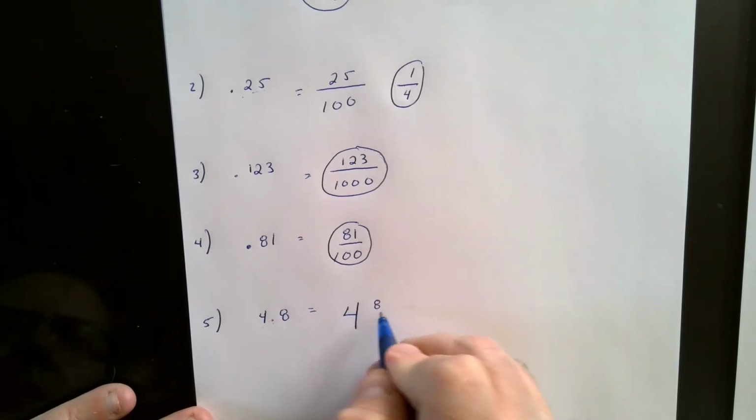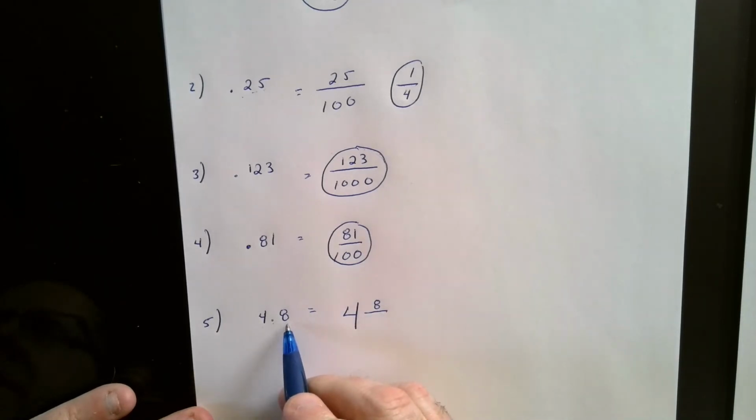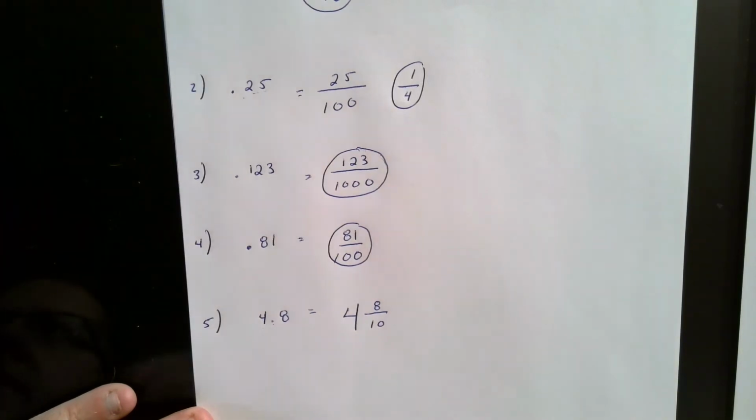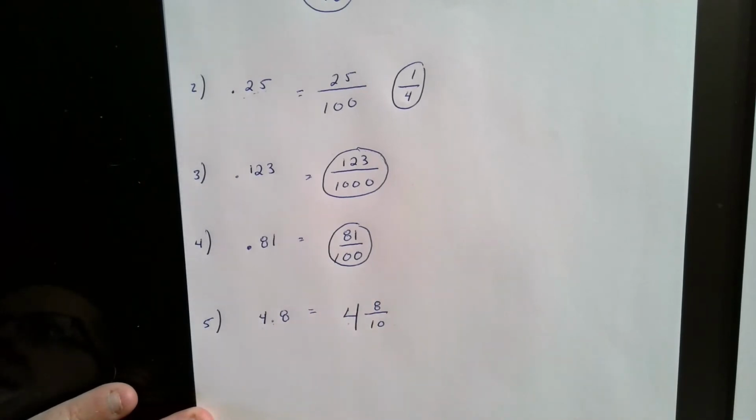So once again, that's what's going to sit on top, in the numerator location. There's 1 spot behind, so there's 1 zero below. And then we have to put a 1 in the front of it. So we end up with 4 and 8/10. So the whole number just goes in the front.